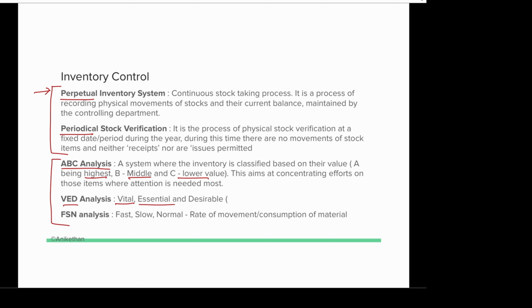Vital means without that, production will stop. Essential means it will go on for a few hours. And desirable means there is no effect on the production. Similarly, FSN analysis.